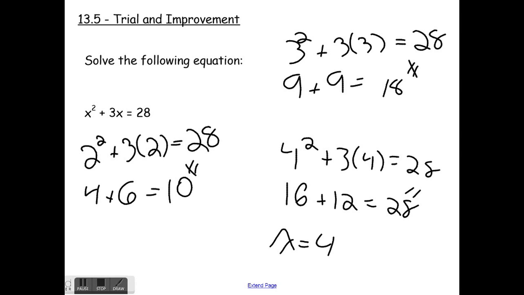You're just guessing a value for x. You just pick a value for x, any number you want, and then evaluate it. What you're looking for is that your answer for whatever you pick for x has to be equal to 28. This one wasn't, this one wasn't, this one was. So that means our answer is 4. So the trick with these is you have to know how to evaluate expressions, subbing into an expression and evaluating it. You will have exponents, and you just need to know how to do that. If you know how to do that, then this is not so bad.